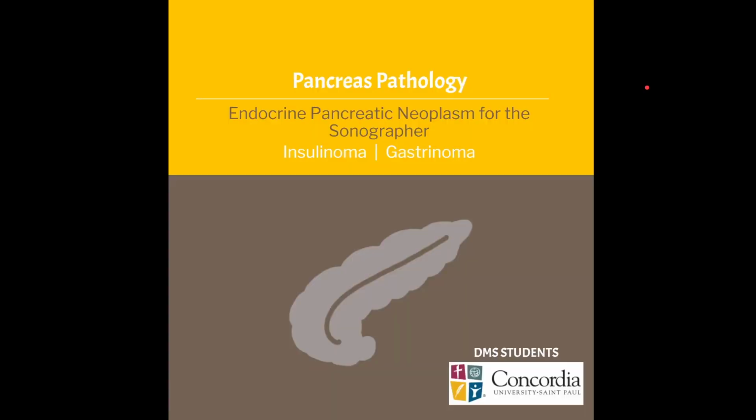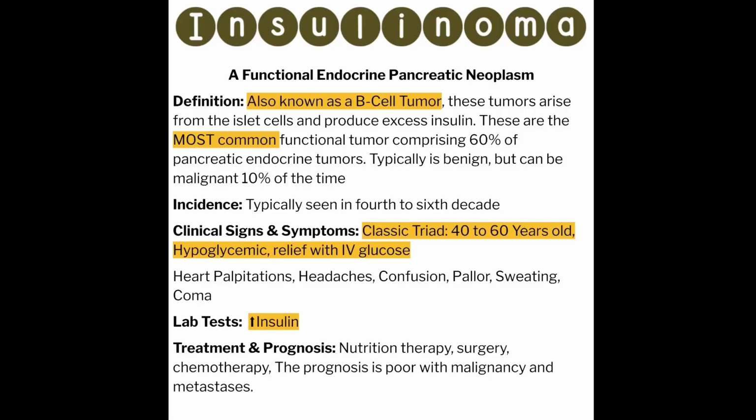The fifth part of our pancreas pathology brings us to endocrine pancreatic neoplasms, covering the insulinoma and the gastrinoma. Insulinomas are a functional endocrine pancreatic neoplasm. They are also known as B-cell tumors, as they arise from the cells that produce insulin. What makes them functional is the fact that they produce excess insulin. So these are the most common functional tumor, comprising about 60% of pancreatic endocrine tumors, and they typically are benign, but do end up being malignant about 10% of the time.